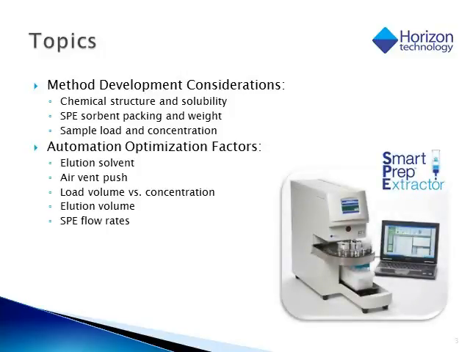For automation optimization factors, I utilize the Smart Prep Extractor from Horizon Technology, and I looked at elution solvent for the different compounds. The air vent push and how much of that I would use to push out each of the compounds of interest during elution, during load, during washes, etc. The load volume and concentration, how much is too much? And the ability to elute in the smallest volume possible. And lastly, the SPE flow rates that would be used.